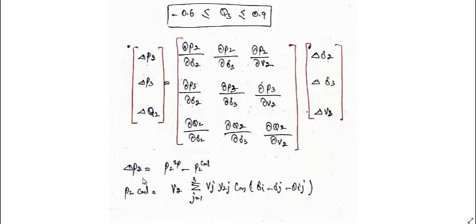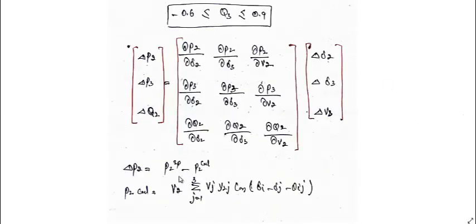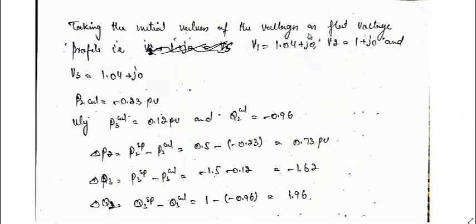So first we'll calculate delta P2. Delta P2 is P2 specified, the specified value of P2, minus P2 calculated. P2 specified, which we have already calculated, is 0.5, and now we have to calculate P2 calculated. Taking the initial values of the voltage as a flat voltage profile, V1 is equal to 1.04 plus j0, it is given. V2 is 1 plus j0, and V3 is 1.04 plus j0. So these unknowns are delta 2, delta 3, and V2. We'll assume their values to be 1 for voltage and 0 for delta.